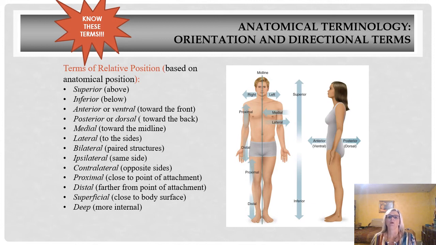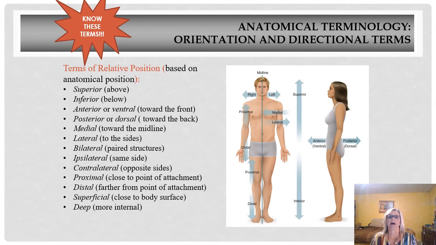Anterior or ventral means towards the front, so the eyes are anterior to the brain. Posterior and dorsal means towards the back. The pharynx is posterior to the oral cavity, and you're going to learn what all those are. Medial means toward the midline, generally towards the midline of the body. So the nose is medial to the eyes, between the eyes. Lateral is away from the midline, so the ears are lateral to the nose or to the eyes. They are on the side or to the side.